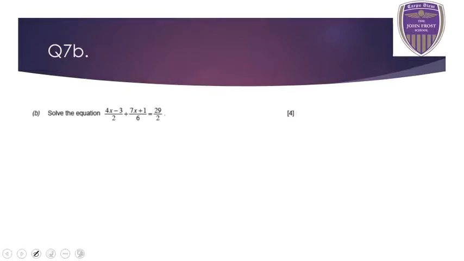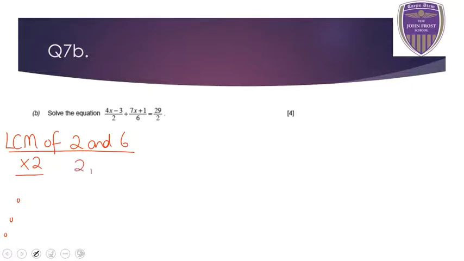Solve this equation. It's quite a complex equation because you've got algebraic fractions. Now, if I've got 2's and 6's in the denominator, I can multiply everything through by 6. I'm looking for the lowest common multiple of 2 and 6. If you like, this is the thinking behind it: if you look at your times 2 tables, 2, 4, 6, and your times 6 tables, 6. So this is why we're going to multiply everything through by 6.